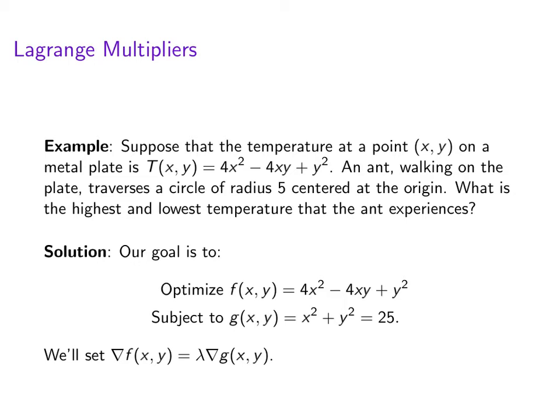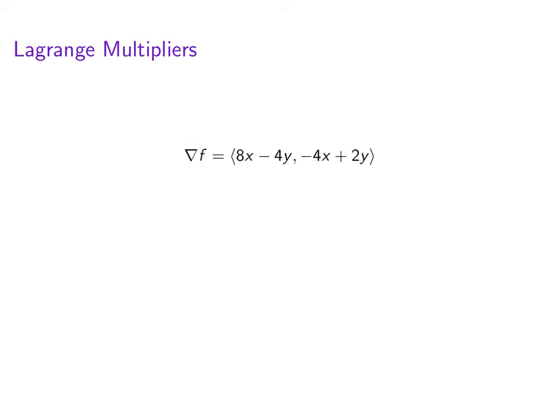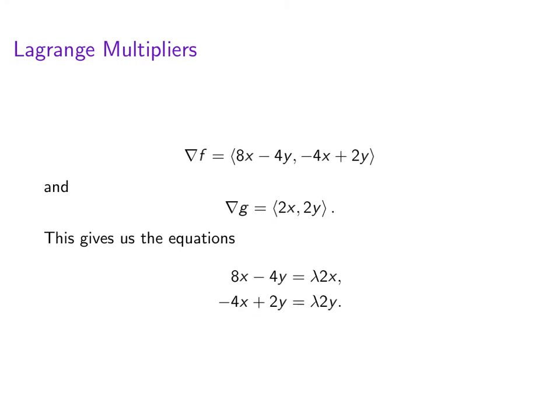As usual, with our Lagrange multipliers, we'll set del f equal to lambda del g. Del f is equal to 8x minus 4y and minus 4x plus 2y. And then del g is equal to 2x, 2y. So, if we create our Lagrange multiplier equations, we get 8x minus 4y equals lambda times 2x, and minus 4x plus 2y equals lambda times 2y. And again, we're interested in solving for x and y with these equations together with our constraint equation.